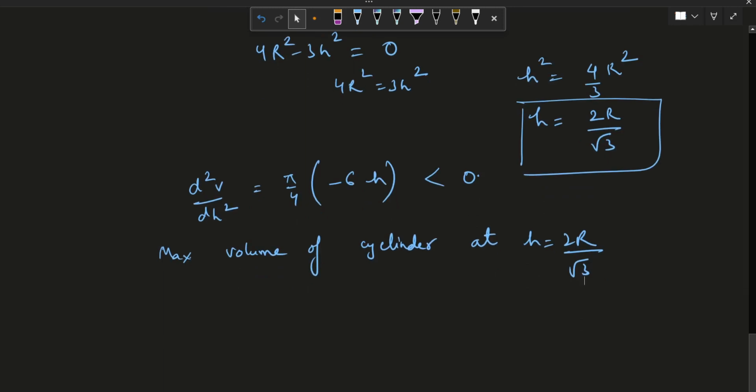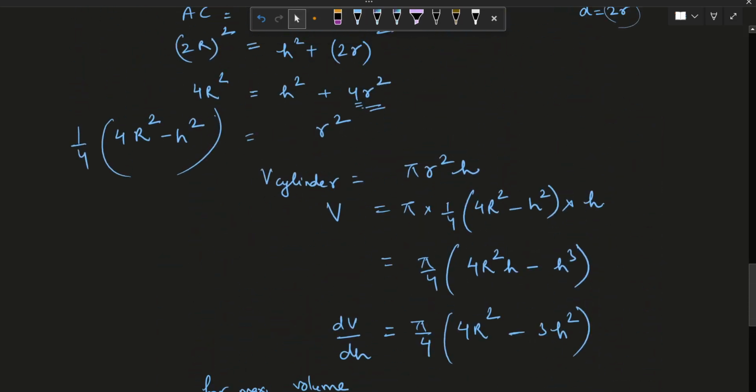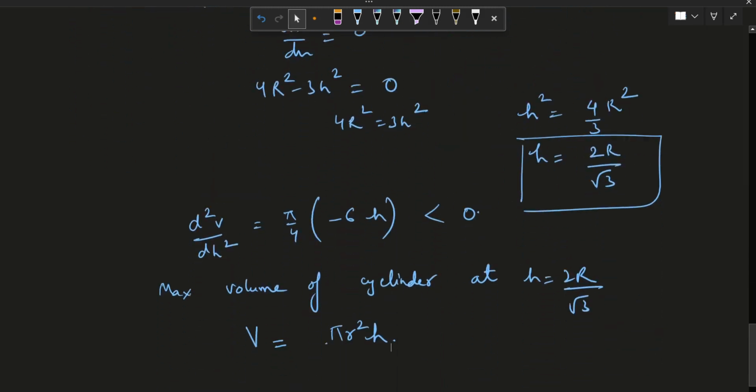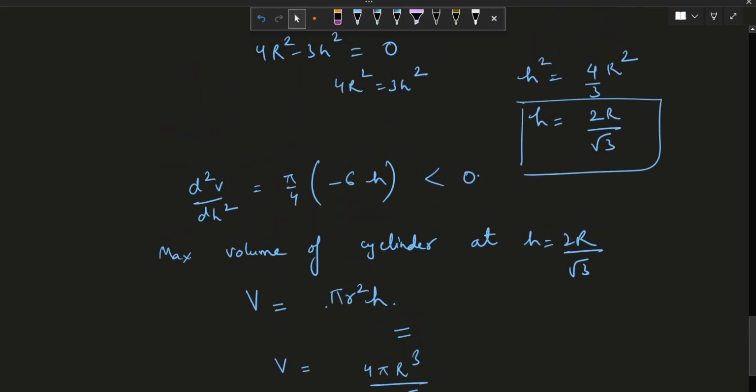You can calculate the volume also now. You just have to put the value of r square in terms of R. What was that? r square was this thing. You have to substitute the value and solve. I hope you can complete this part on your own, and you should get your volume as 4 pi R cube by 3 root 3. Okay, so I hope this is clear, students. So please practice these questions and then you will understand it fine.